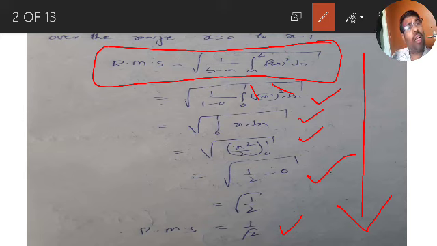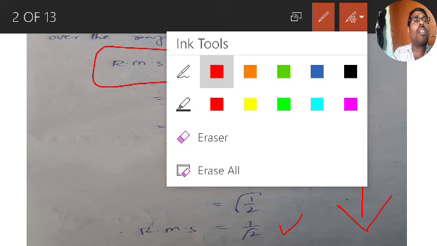So first take the formula that is under the square root, take it inside, calculate it, then at last write RMS is equal to square root of that calculated value. That's it, you can do that. As this is the first problem, a very simple problem I took, let me go to the next problem.